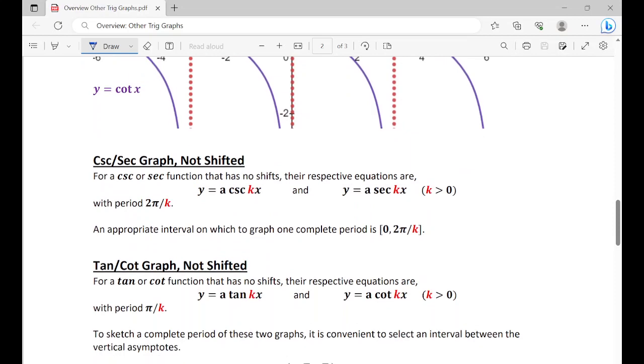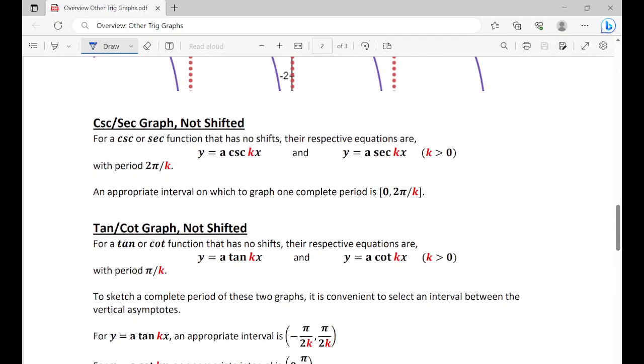Now, the basic equations for these trig functions are a little bit different for each, but still have some of the same basic form. So we're going to start off with cosecant and secant, where they are not shifted. For a cosecant or secant function that has no shifts, their respective equations are y equals a cosecant kx and y equals a secant kx, where k is positive. And again, there's a period every 2 pi over k. Now, an appropriate interval on which to graph one complete period is typically 0 to 2 pi over k for these two functions.